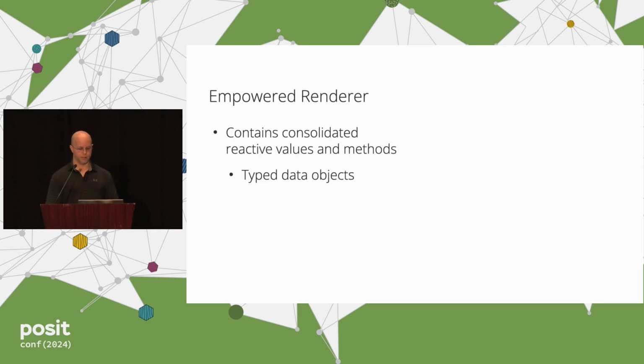So for example, for the data frame, we have typed data objects, such as the data that the user provided to your render function, like the iris data frame. We have data view, which would be how is the user currently filtering or sorting the columns? What does that look like to the user? That way you can take it and replicate it in a follow-up table if you'd like.